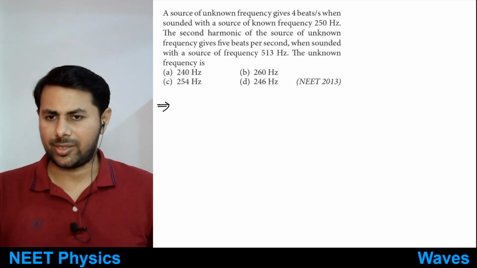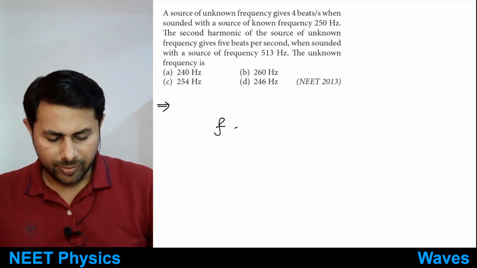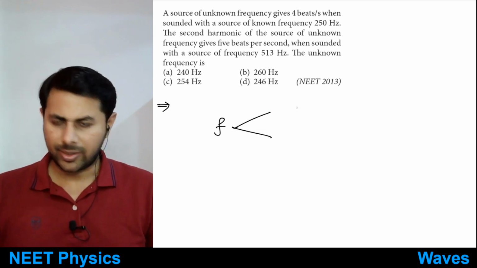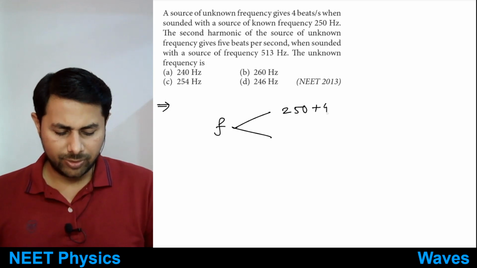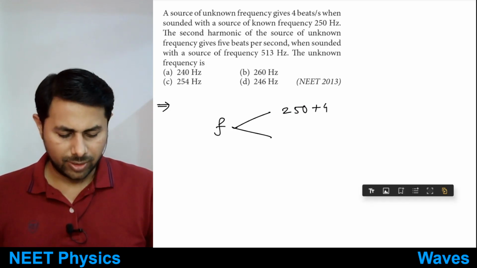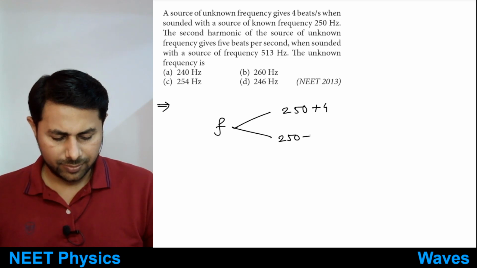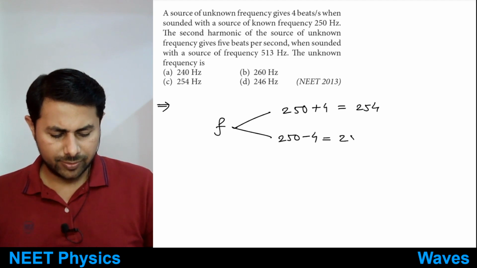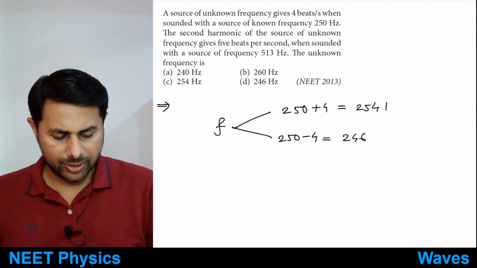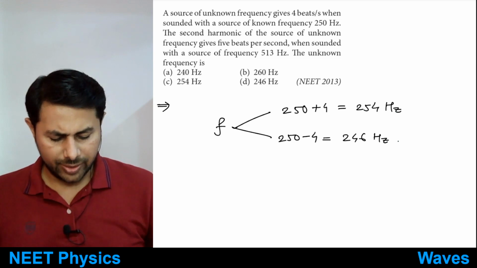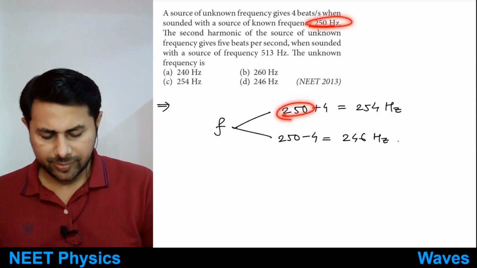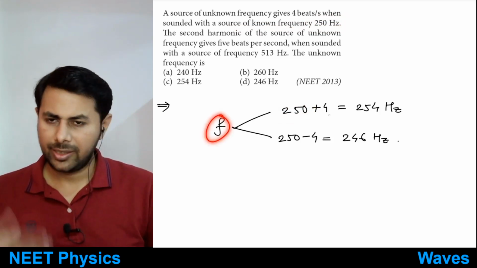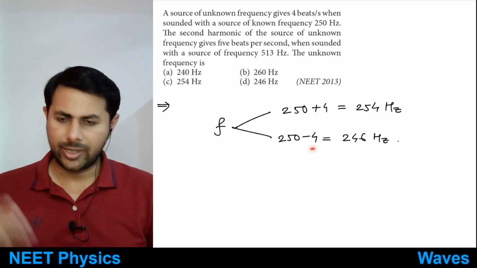You have a source of some frequency which gives 4 beats with 250 Hz. So f must be either 4 Hz higher than that, that means 250 plus 4, that is 254, or 250 minus 4, which would be 246, because it gives 4 beats with the source of known frequency 250 Hz. So f must be either 4 Hz higher or 4 Hz lower than that.